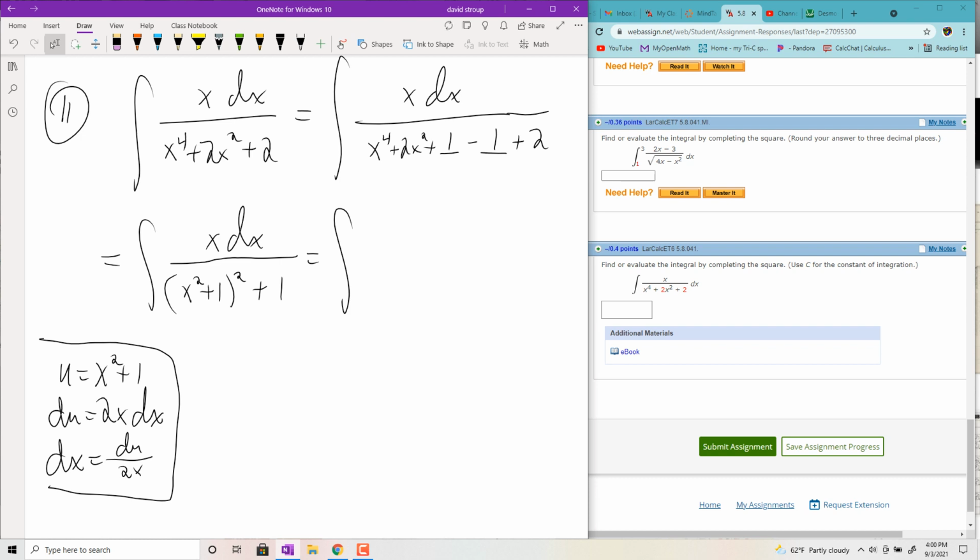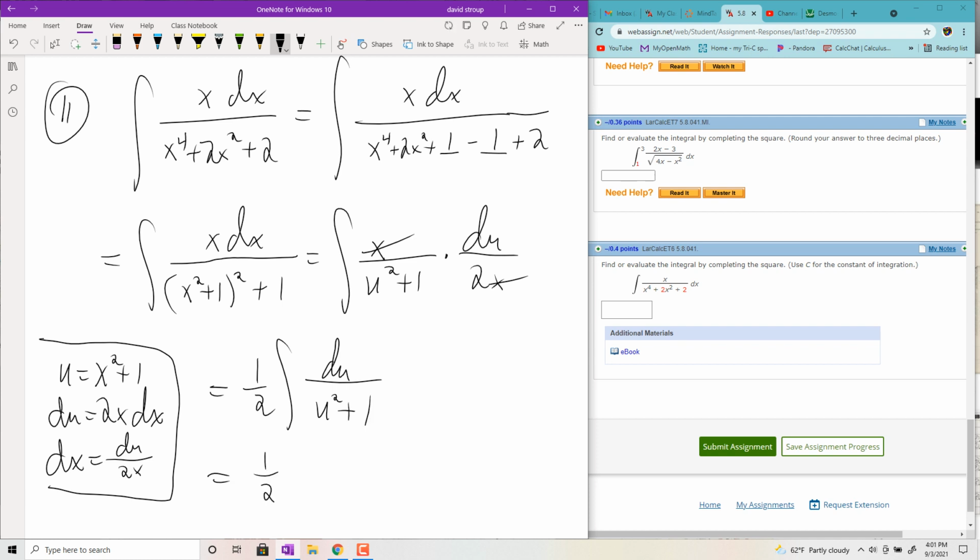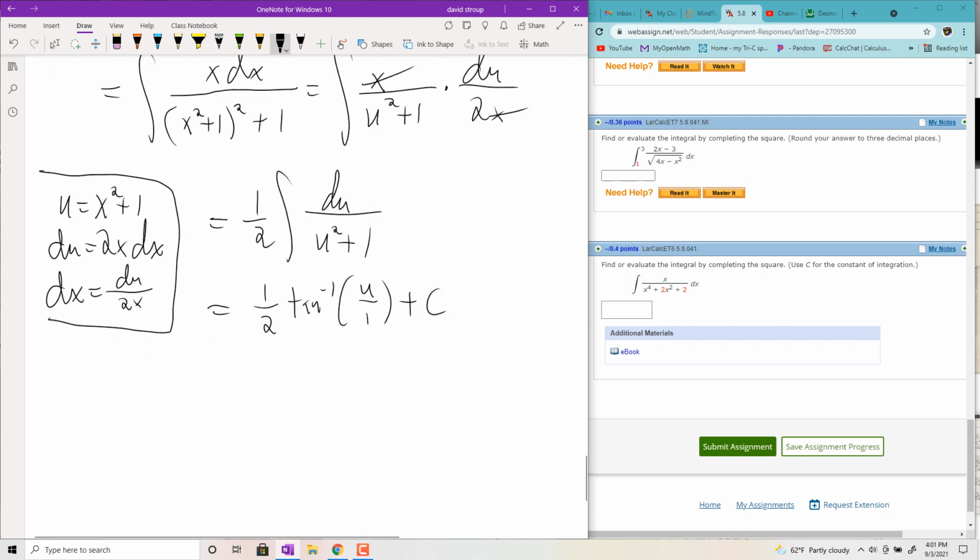So the integral of x all over u squared plus 1 times our dx, which is now du over 2x, back out the 1/2. The x's nicely cancel. And du over u squared plus 1, which is an inverse tan. So we get 1/2 times 1 over a, which is 1, times tan inverse of u over a, again a is 1, plus c. So we get 1/2 tan inverse of x squared plus 1 plus c. Let's see if that works.